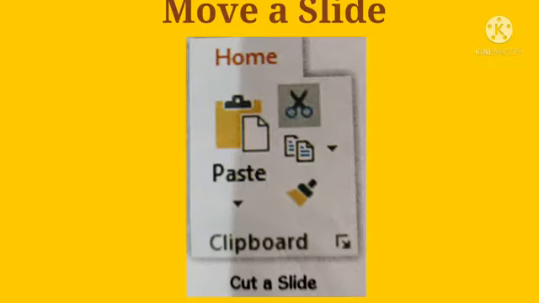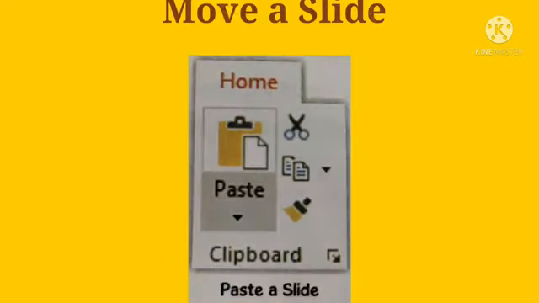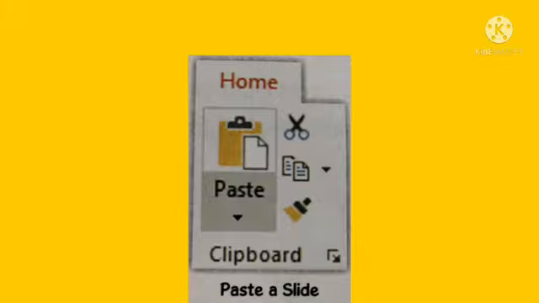Move a slide. Select the slide which you want to move. On the Home tab in your Clipboard group, you have to select the Cut option. Otherwise, the shortcut is to press Ctrl+X on the keyboard. Choose the place where you want to move the slide. On the Home tab, click on the Paste option in the Clipboard group or press the Ctrl+V shortcut key on the keyboard. The slide is moved to a new place.